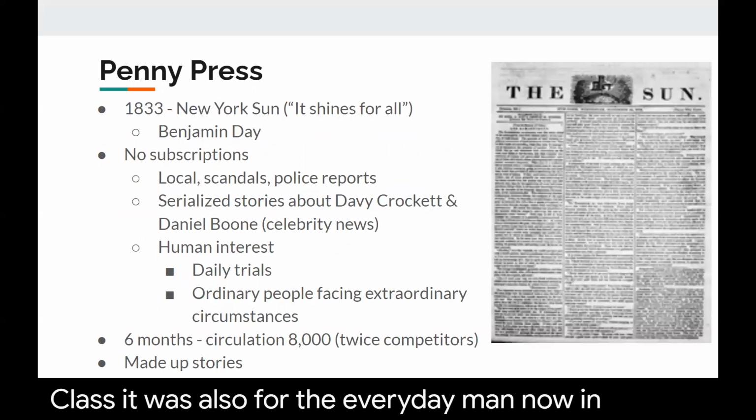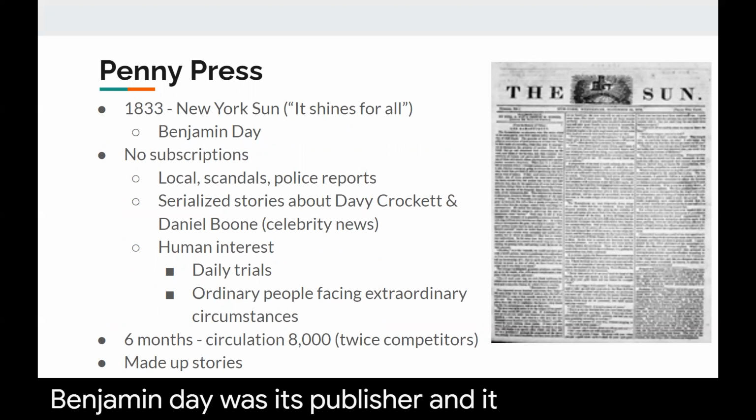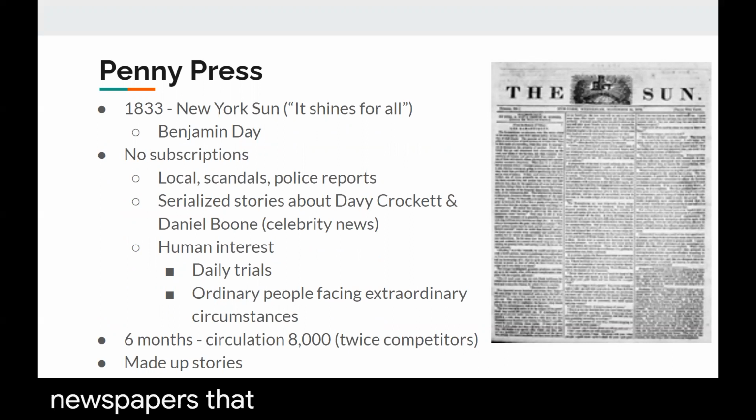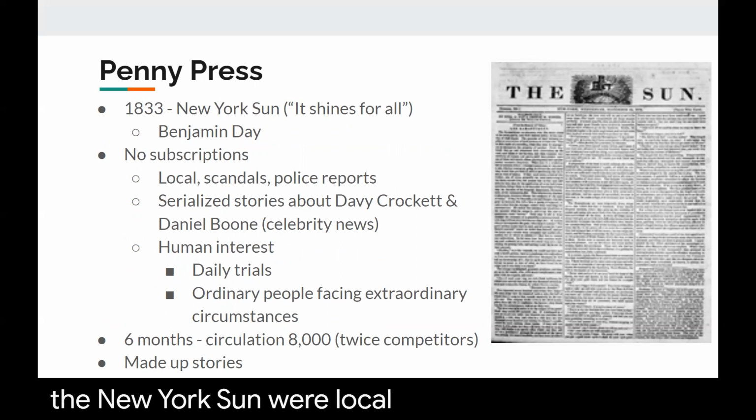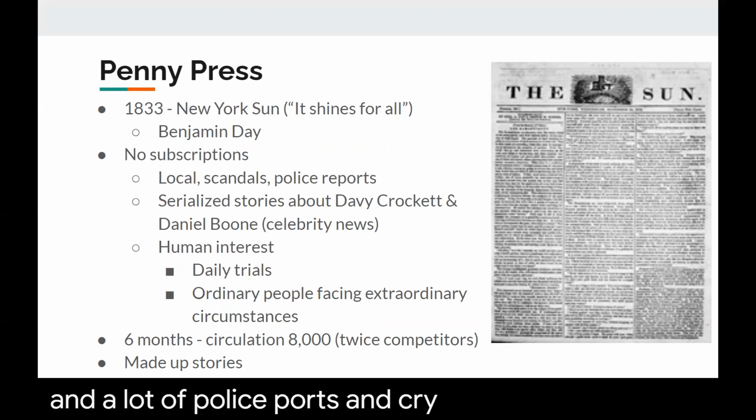Now, in 1833, we have the New York Sun. Its motto was, "It shines for all." Benjamin Day was its publisher, and it didn't have any subscriptions. It was one of the first American newspapers that did not require subscription. You could buy it for a penny. The stories that appeared in the New York Sun were local. They focused on scandals or things that were of entertaining interest, and a lot of police reports and crime.